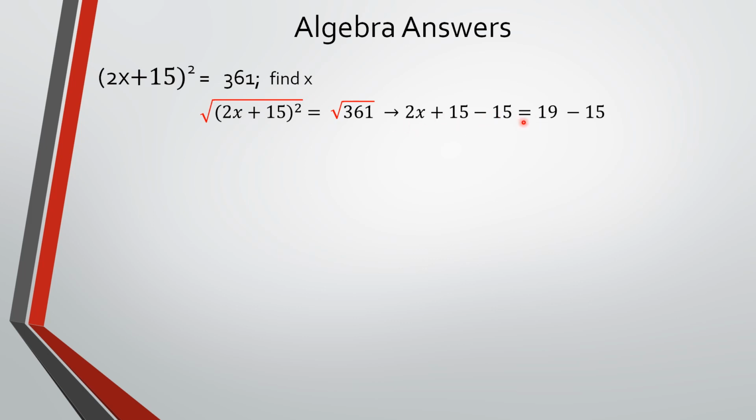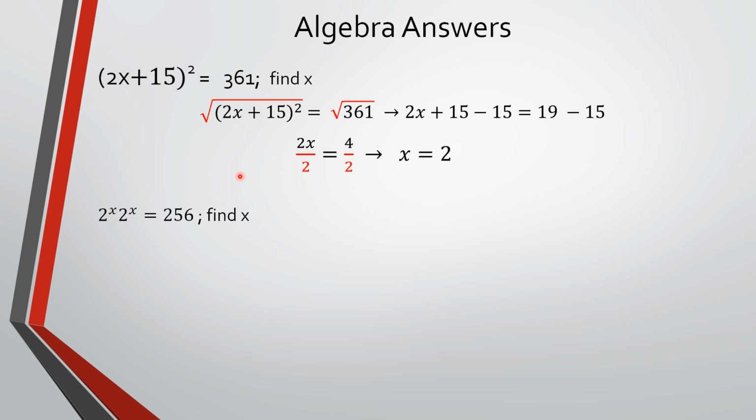And then on both sides, we need to subtract 15, which we do here. We subtract 15 on both sides, and we get 4 for the answer, and we get 2x. This 15 goes away, we divide by 2 on both sides, and we get x equals 2. If we put 2 back in here, we should get 361.